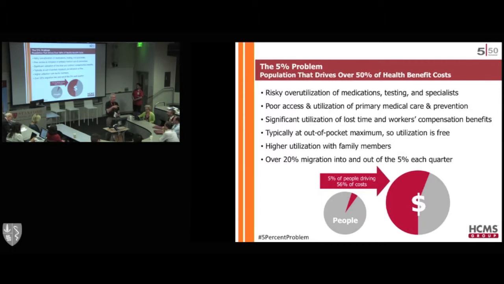What I'm going to share with you is how can we understand the 5% group by looking at individual risk. And the 5% are a really interesting group of individuals in that they have risky overutilization of medications, testing, and specialists. For example, with this 5% group, what percent of them would you guess have had a narcotic pain medicine prescribed in the prior year?